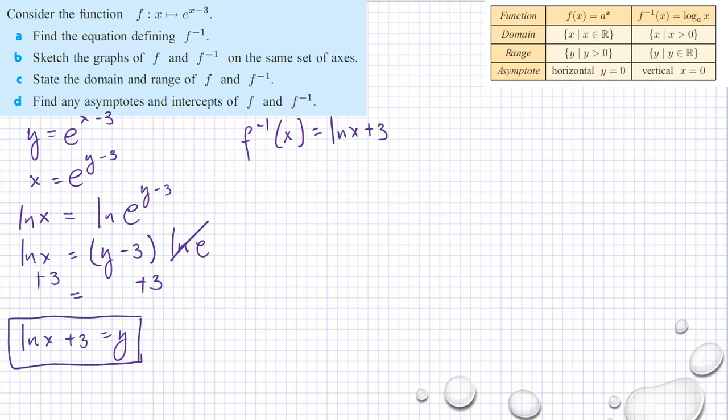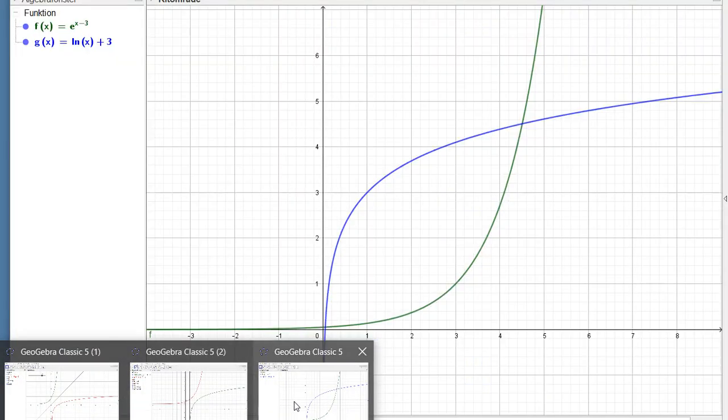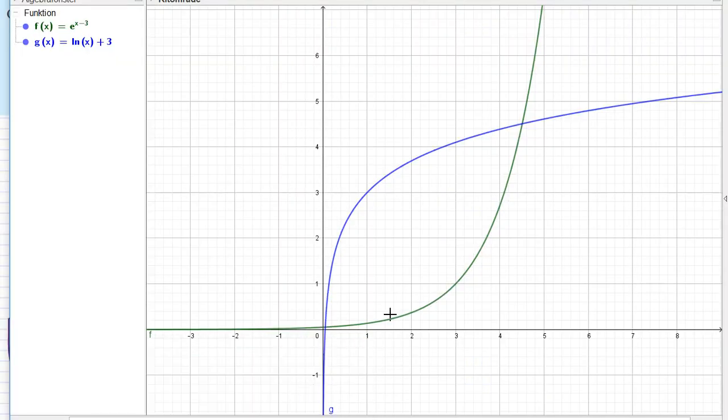Sketch a graph. We're going to sketch a graph, state the domain and range, and find any asymptotes and intercepts. I already sketched the graph here, as you can see. The green line is e raised to x minus 3.